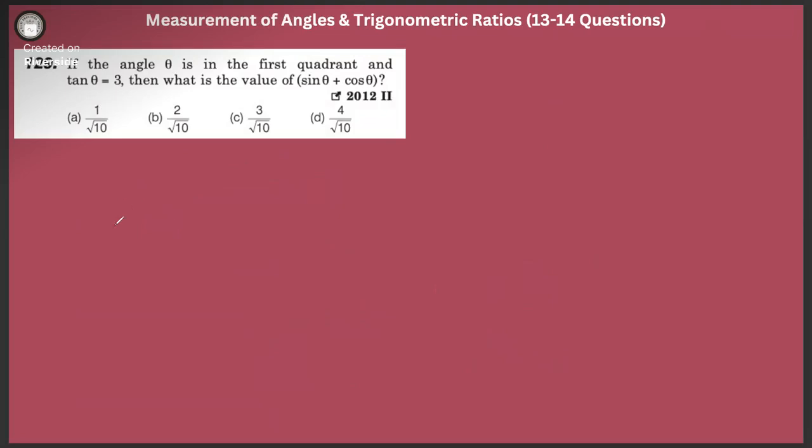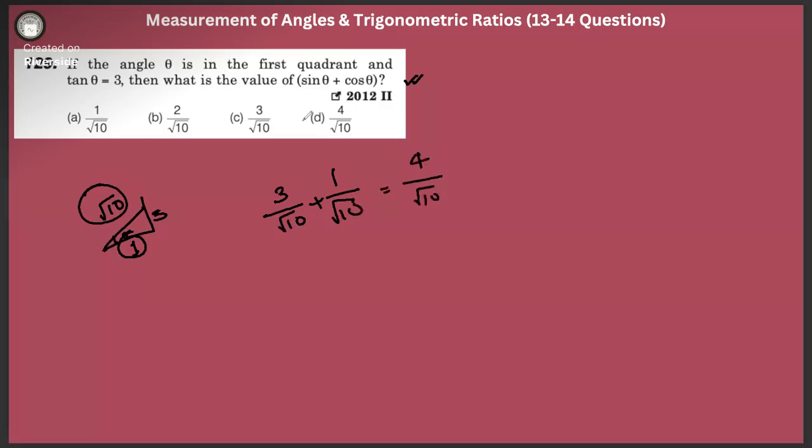Okay. They are saying tan theta. What is tan theta, guys? Tan theta is opposite by adjacent. Right? This will become, hypotenuse will become 10. Now they have asked you, what is the value of sine theta plus cos theta? Sine theta is opposite by hypotenuse. What is cos theta? Roshan, are you there? You switched on your mic. What is cos theta? Cos theta is adjacent by hypotenuse, which means 1 divided by root 10, which means 4 by root 10. That itself is your answer, guys.